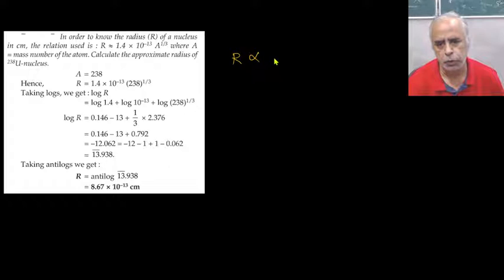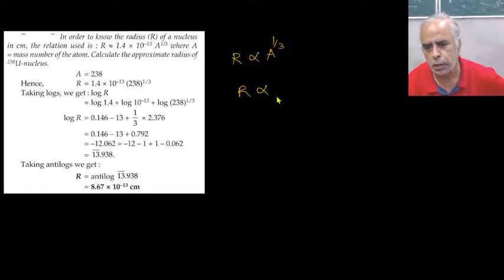There is an important relation between the radius of a nucleus and its atomic mass, that is, mass number. It is given by R, the atomic radius, is proportional to the cube root of atomic mass, that is, mass number. It can be represented as R is proportional to the cube root of A, the mass number.